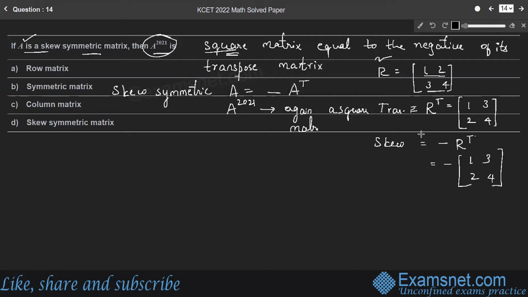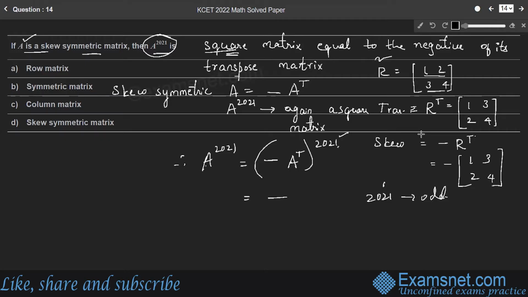Therefore, we'll write A raised to 2021 is equal to, with negative sign, minus A T, the transpose matrix, raised to 2021. Since 2021 is an odd number, minus A T raised to 2021, or minus 1 into A T raised to 2021, you will get an odd number.